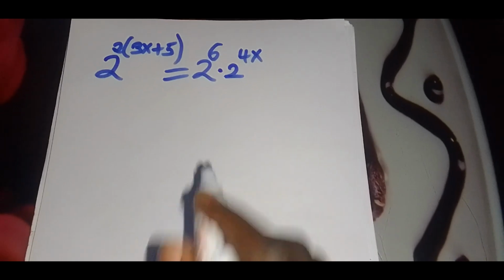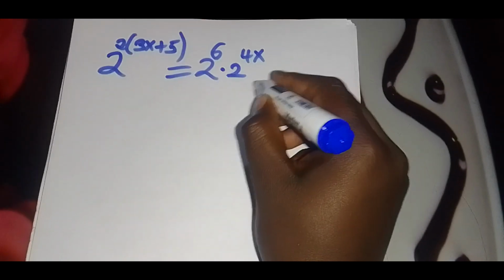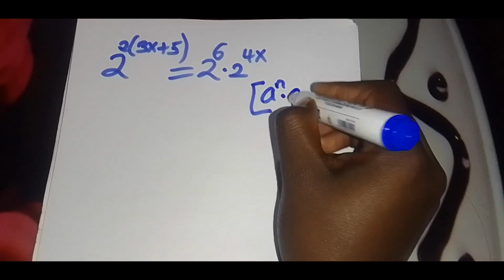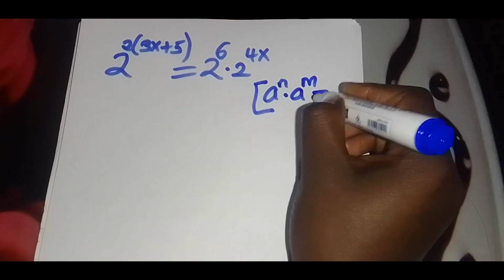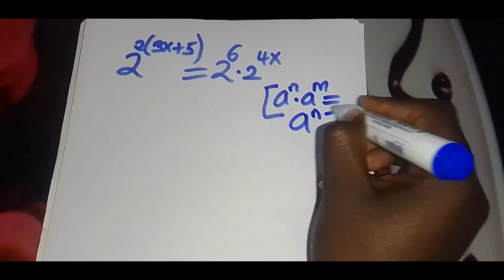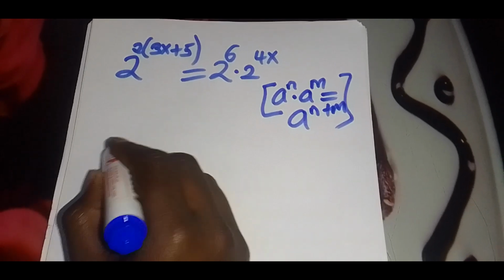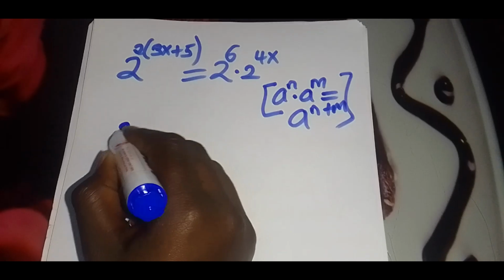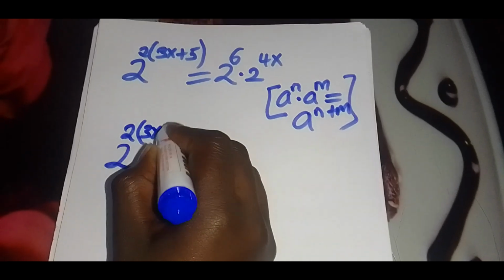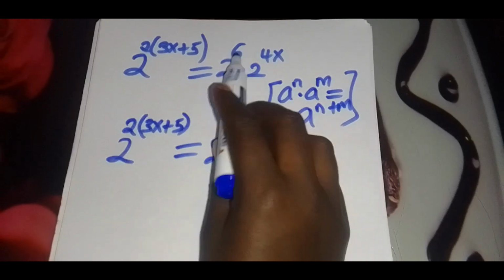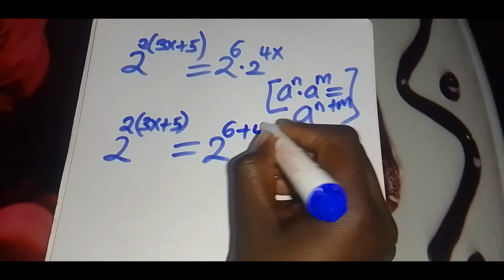Okay, so that now we can apply this identity that a raised to power n multiplying by a raised to power m can be expressed as a raised to power n plus m. Okay, so that now we're going to have 2 raised to power 2 multiplying by 3x plus 5. This is equal to 2 raised to power, now this is 6 plus 4x.